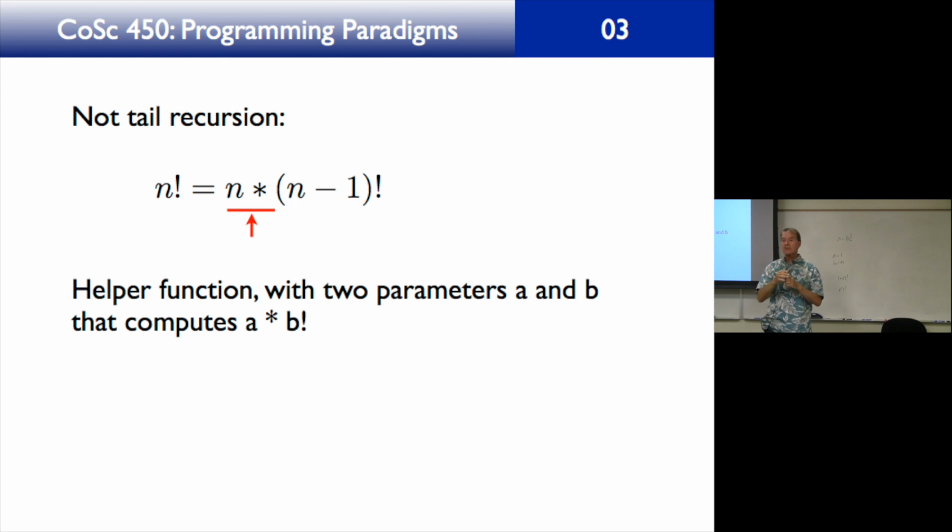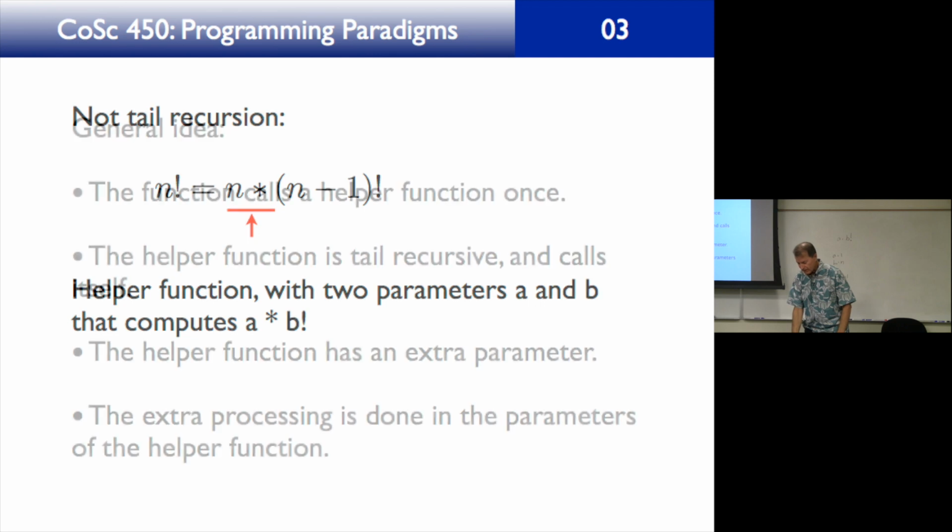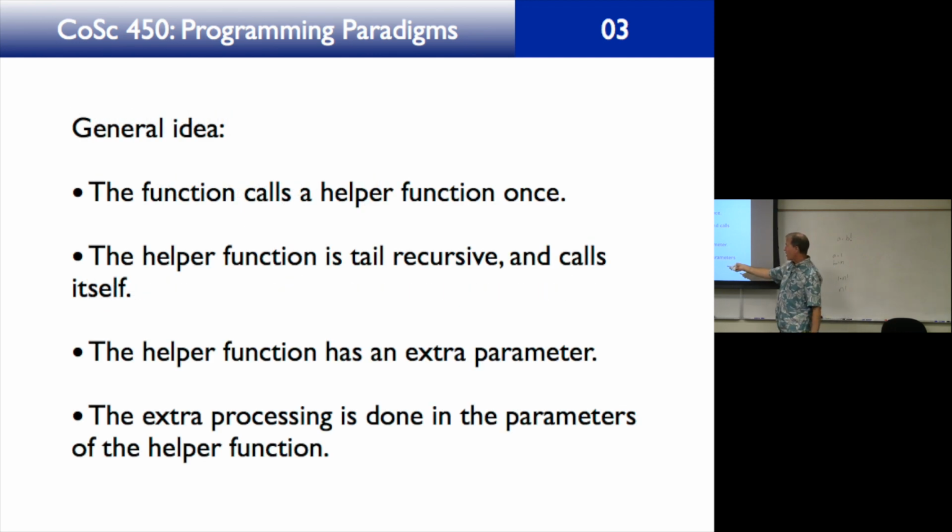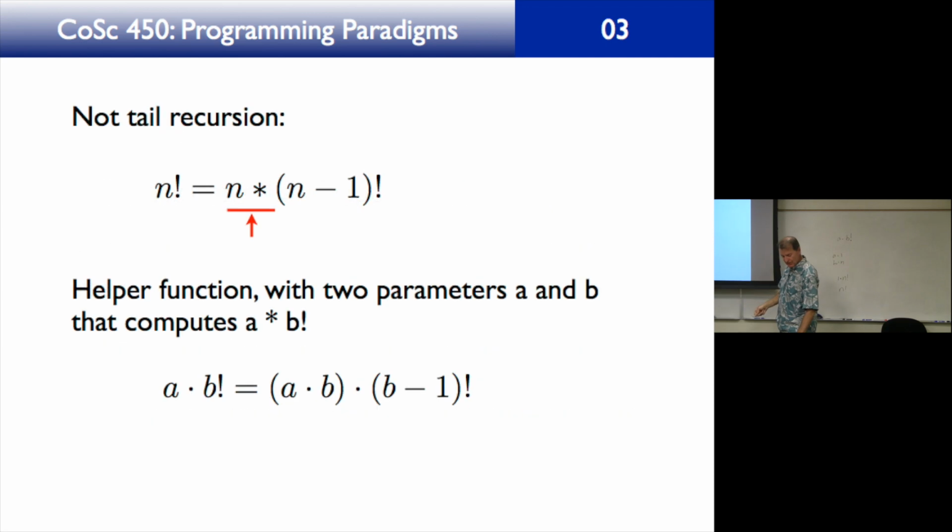Because you see the helper function doesn't have one parameter, it has two. Look, go back here, look. The helper function has an extra parameter. That's why we need the extra parameter. The extra processing is done in the parameters. So you see, it makes all the difference in the world that this whole thing is the one recursive call. And after that recursive call, no more processing.